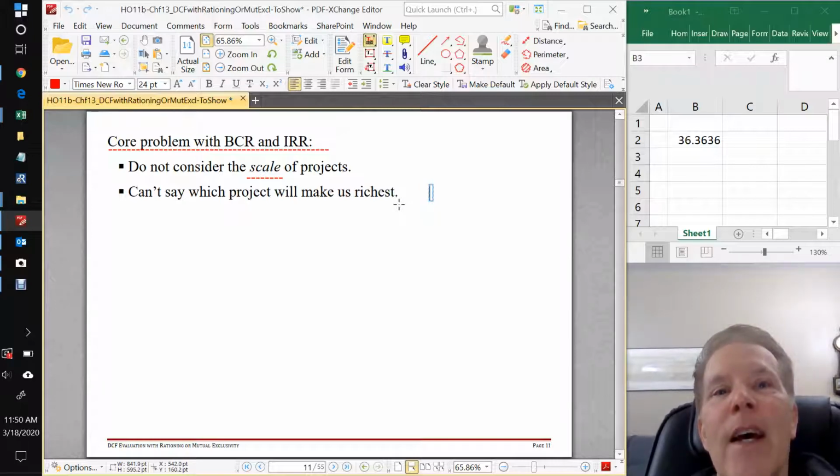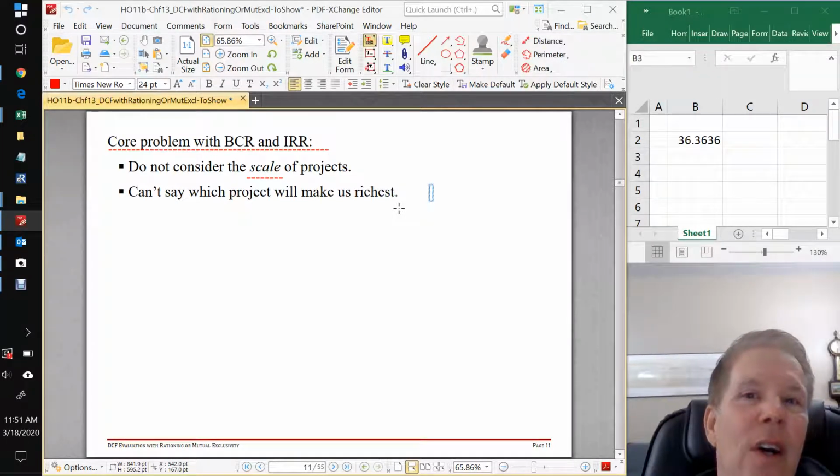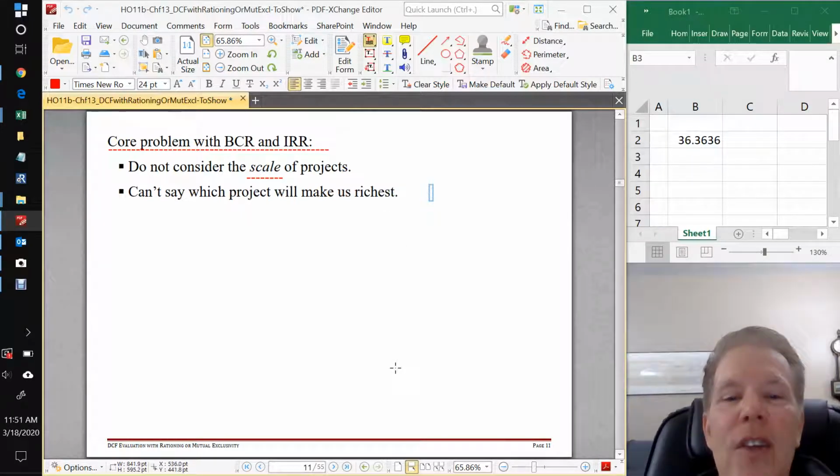So if we have a very, very big project with maybe not the highest IRR in the world compared to a very small project that may have a very high IRR, it doesn't matter. The small project, even though the IRR is bigger, because it's so small, it doesn't increase our wealth as much as the bigger project. So that's what we want to be looking for.